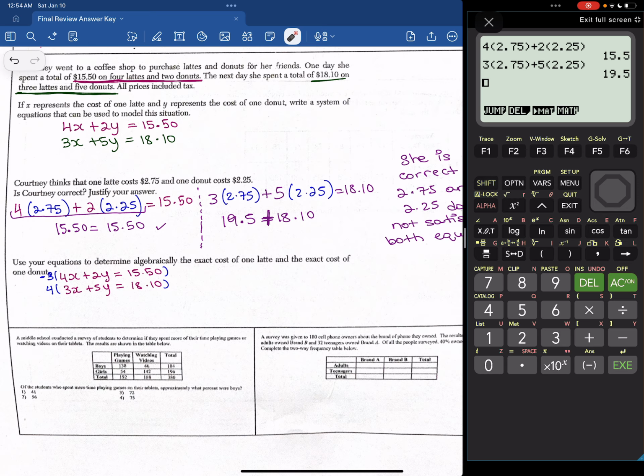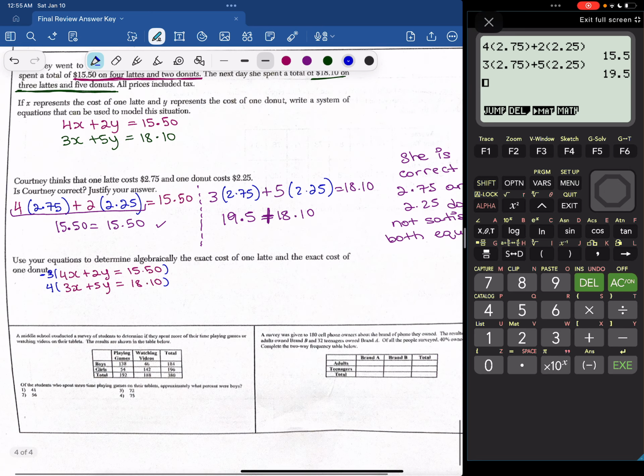So all that happened is I took the 3 from my bottom equation and I'm multiplying the top by that 3, and we make one of them negative so that we can have opposites. And then I took the coefficient 4 from my top equation and I'm multiplying the bottom equation by that.